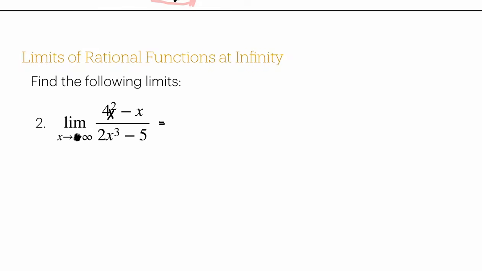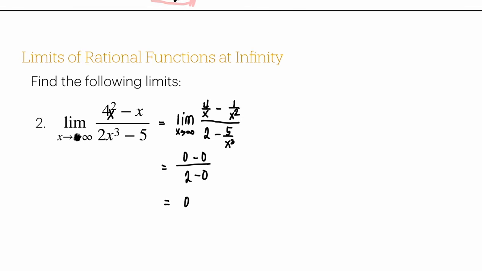cubed rather. So this is equal to the limit of 4 over x, again because this is 4x squared, divided by x cubed, we get 4 over x minus 1 over x squared, divided by 2 minus 5 over x cubed as x approaches infinity. And so with the variables in the denominator, the limit would automatically be 0. So 0 minus 0 over 2 minus 0, so the answer is just 0.